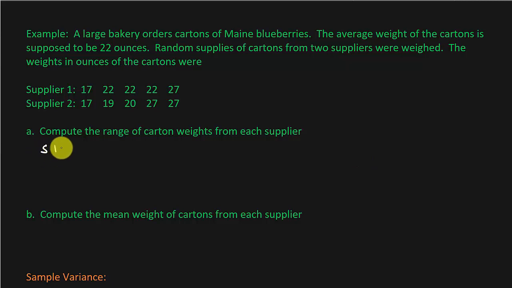So for supplier 1, we'll just label it S1. The largest value is 27 minus the smallest value, which is 17, and that equals 10. And then for supplier 2, the largest value is 27 minus the smallest value, 17, and that is 10.